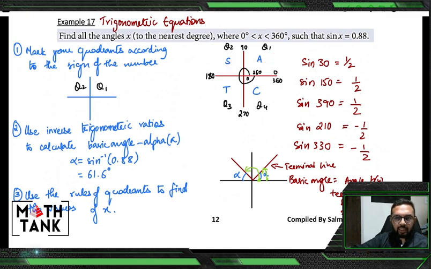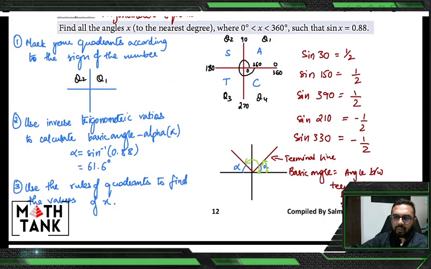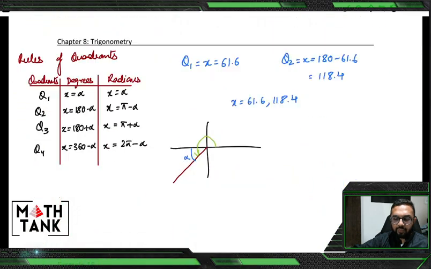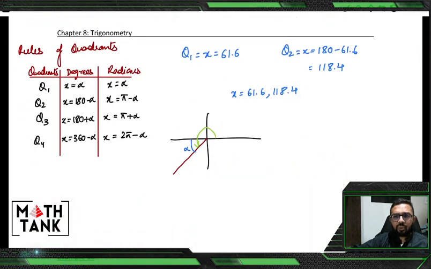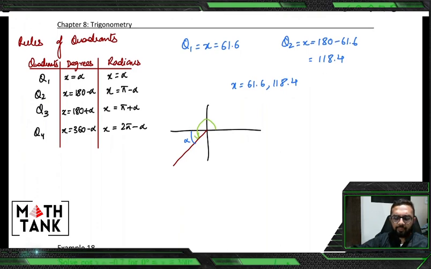Then you go on and calculate alpha. Alpha is a basic angle, and all those rules are there. Then we have rules for quadrants, and those give you the final answer. It's absolutely necessary to know this entire process, because without this, you will not be able to do most of the questions.